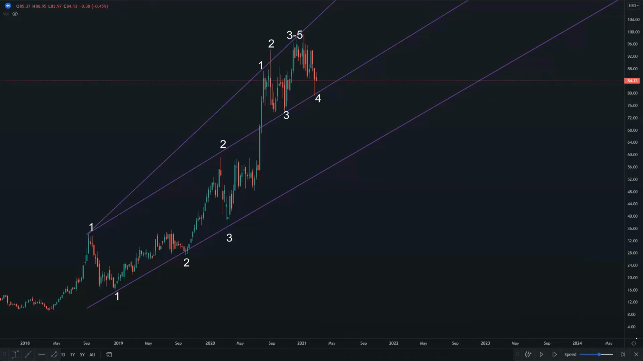Now that we have our trend and our channels identified, let's add the support and resistance levels. I'll start from the top. Remember, the more touch points, the better.